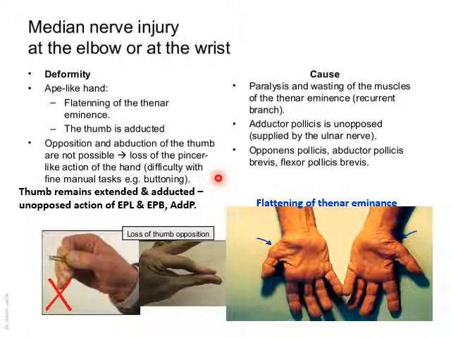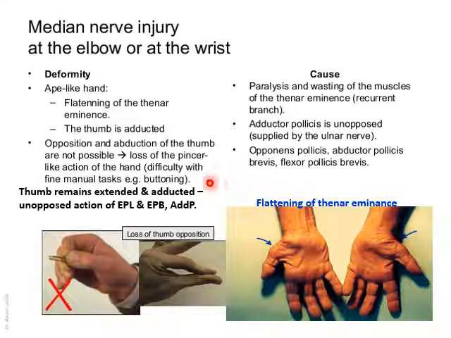So the person with this sort of injury, the median nerve injury, will not be able to button up the shirt or hold a pen. Here you can see between the index and the thumb, and the person will not be able to feel the structures with the thumb and index finger as well. So it no more functions as a peripheral eye.